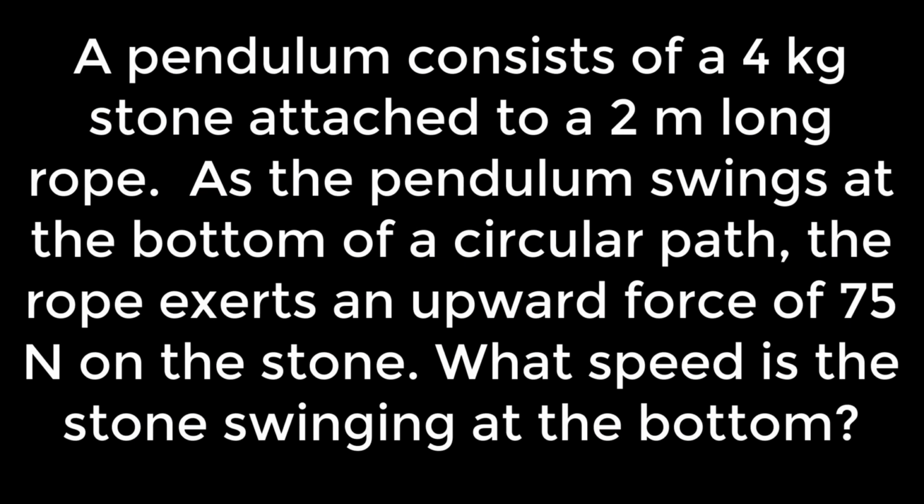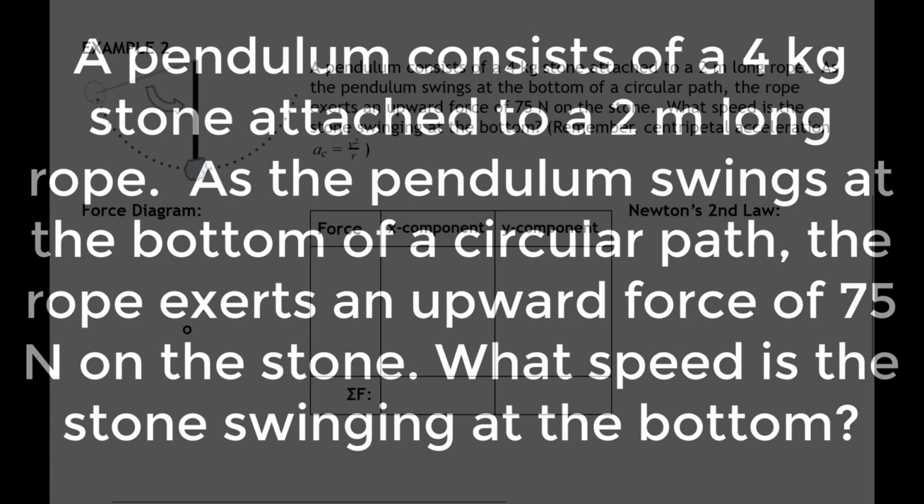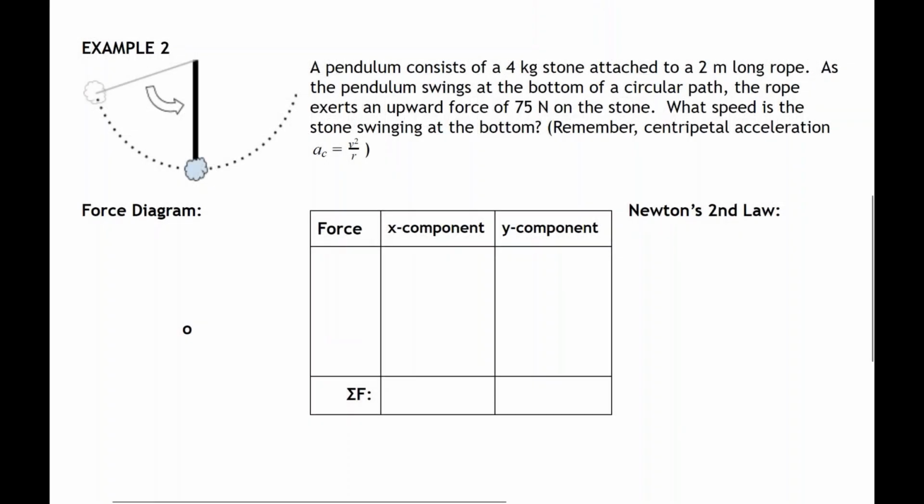A pendulum consists of a 4 kilogram stone attached to a 2 meter long rope. As the pendulum swings at the bottom of a circular path, the rope exerts an upward force of 75 newtons on the stone. What is the speed of the stone swinging at the bottom? As always, that starts with a force diagram.